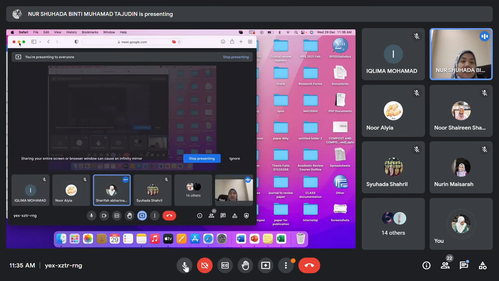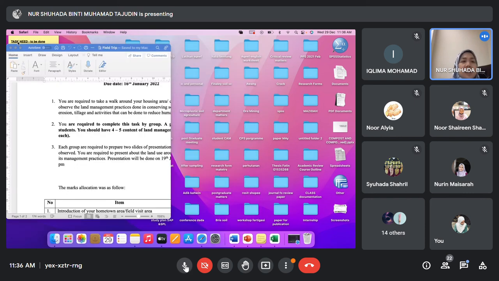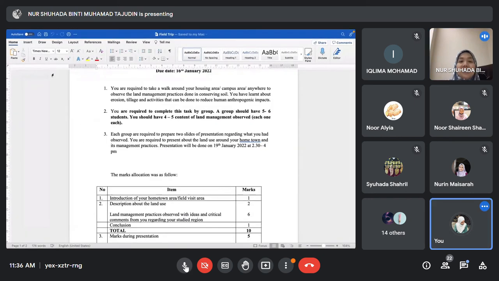Kenapa 2 slide? Saya tak nak panjang-panjang sebab I think you dah 2 page. You ingat kan? Tak. One group, 2 slide. Saya limitkan 2 sebab saya tak nak you panjang-panjang. Dia tak payah panjang-panjang pun. The content have to be correct. Ada gambar and you comment about that situation. Boleh tak? Saya tak nak panjang-panjang.